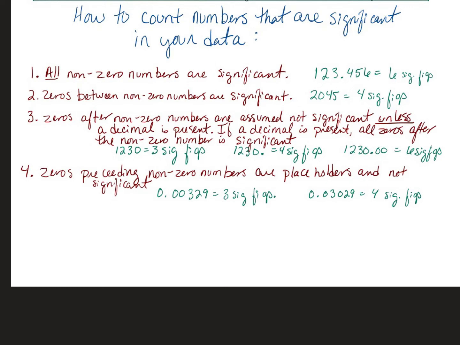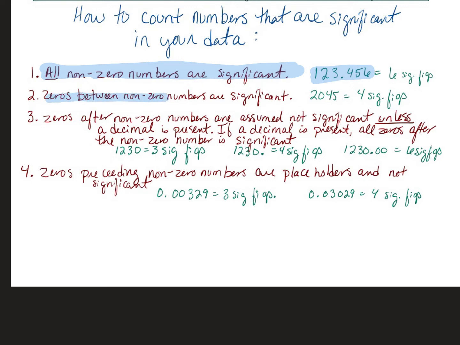Because the first rule is all non-zero numbers are significant. Okay, I don't say all often, so that means that they're all significant. So here I've got 6 digits. They're all significant. So our data is significant for 6 figures. But it's harder to see what to do with zeros. So let's look at those.